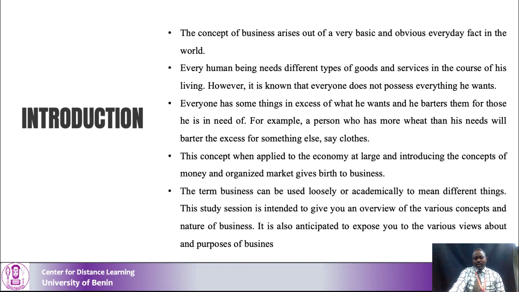This study session is intended to give you an overview of the various concepts and nature of business. It is anticipated to expose you to the various views about business and the purpose of business.